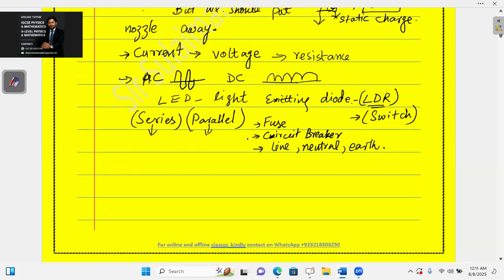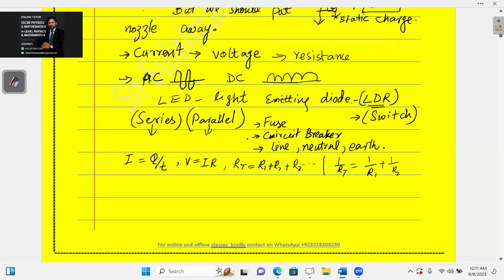For that, we used formulas. In a quick revision of formulas, I = Q/T was one formula. V = IR. For total resistance in series, R1 + R2 + R3. For parallel, 1/R total = 1/R1 + 1/R2 + 1/R3. The resistance of a wire is directly proportional to the length of the wire and inversely proportional to its cross-sectional area.